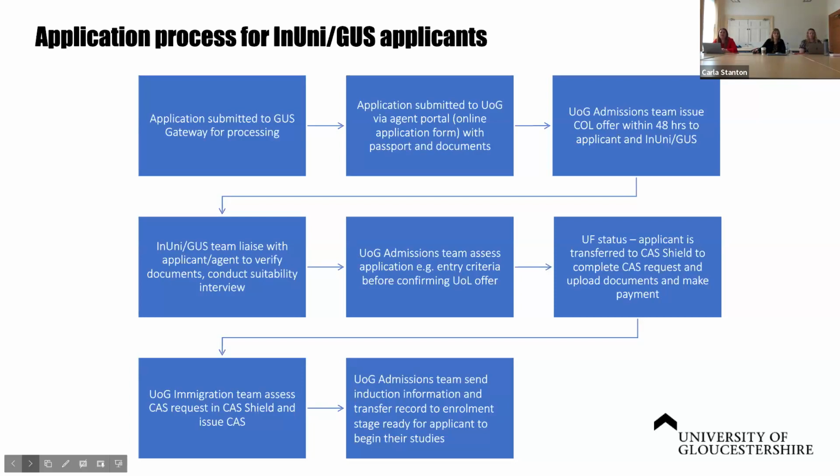Towards the end of that process, the university immigration team will assess the CAS request, and then they will go through the final checks and issue the CAS. Once that stage has been completed, the applicant is ready to start with us if they're starting in September or January or another start that we have in the academic year, ready for them to start at the due date for their programme.